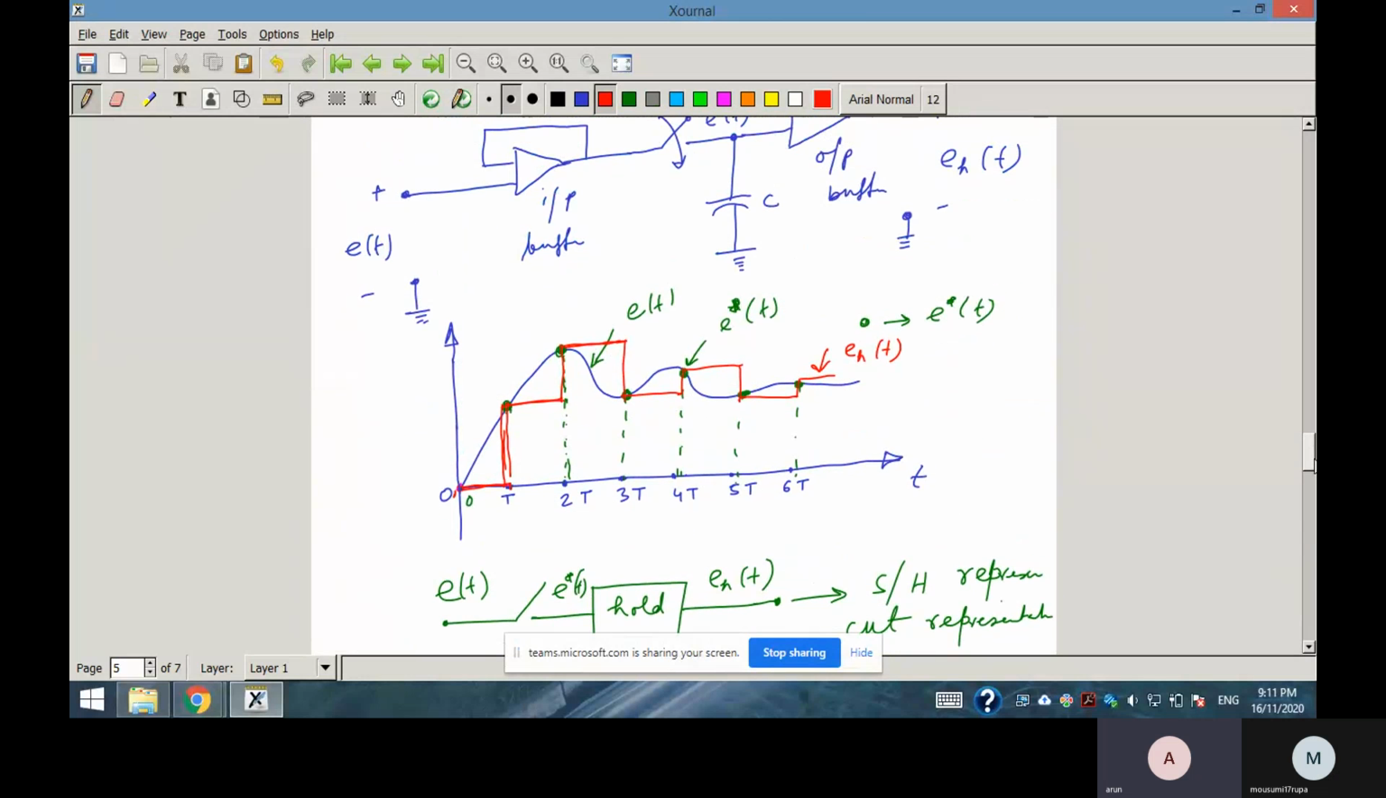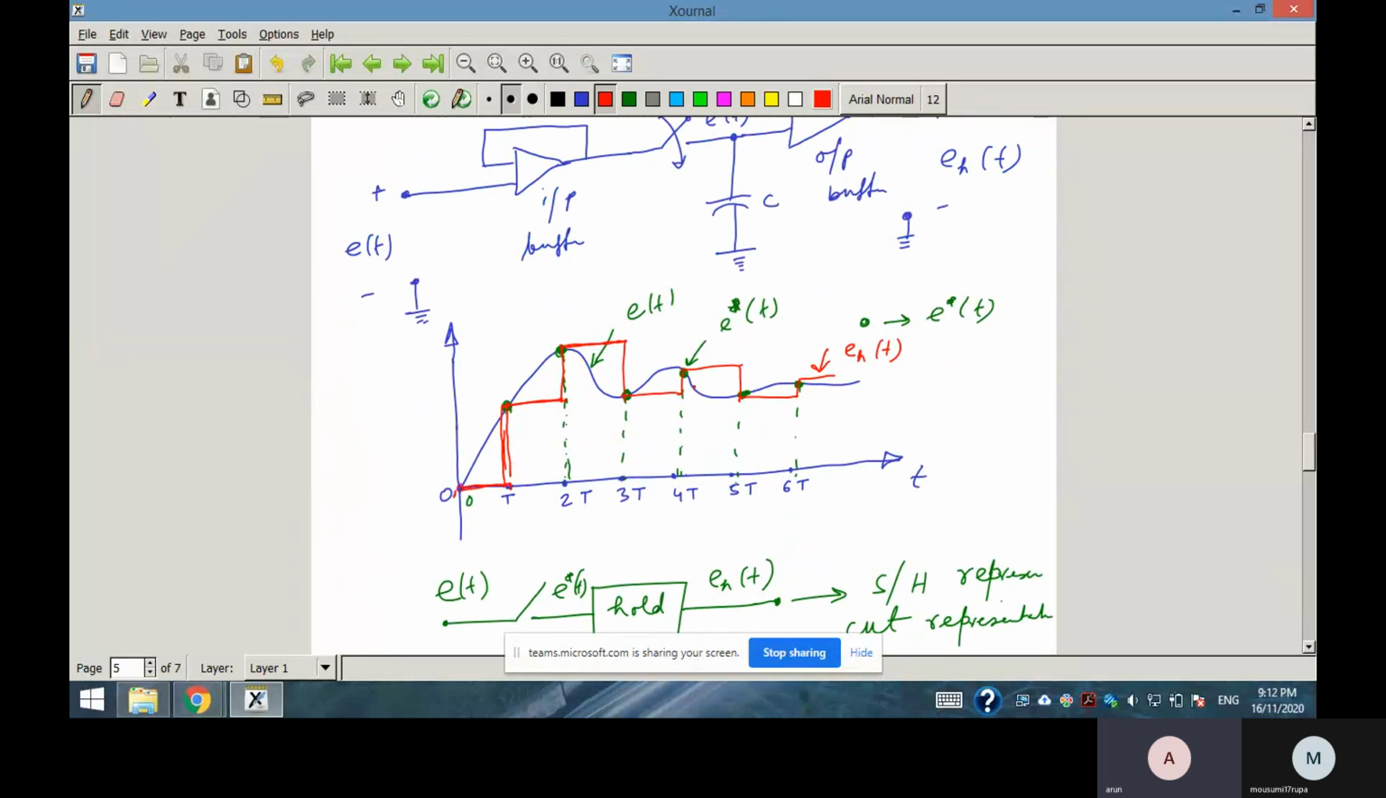Zero order hold means here it will assume constant output in between two sampling instants. This constant, this constant, this constant. In case of first order hold, what will it do? It will join by straight line. So this is a straight line, then again a straight line, then again a straight line.